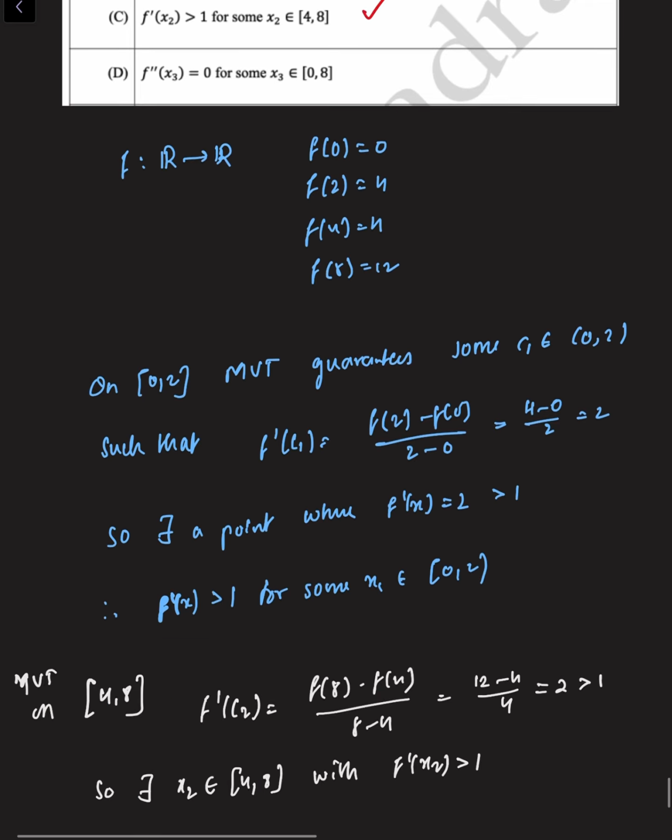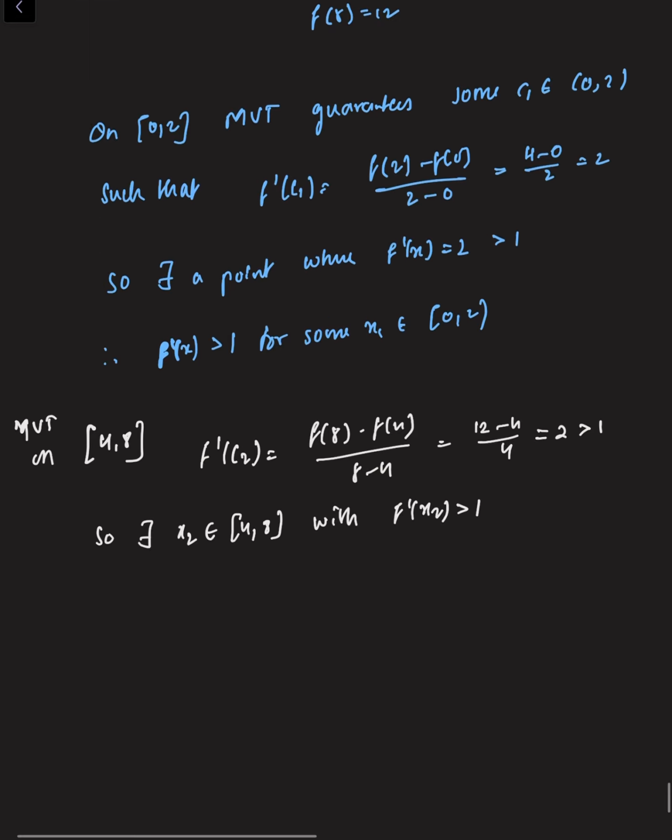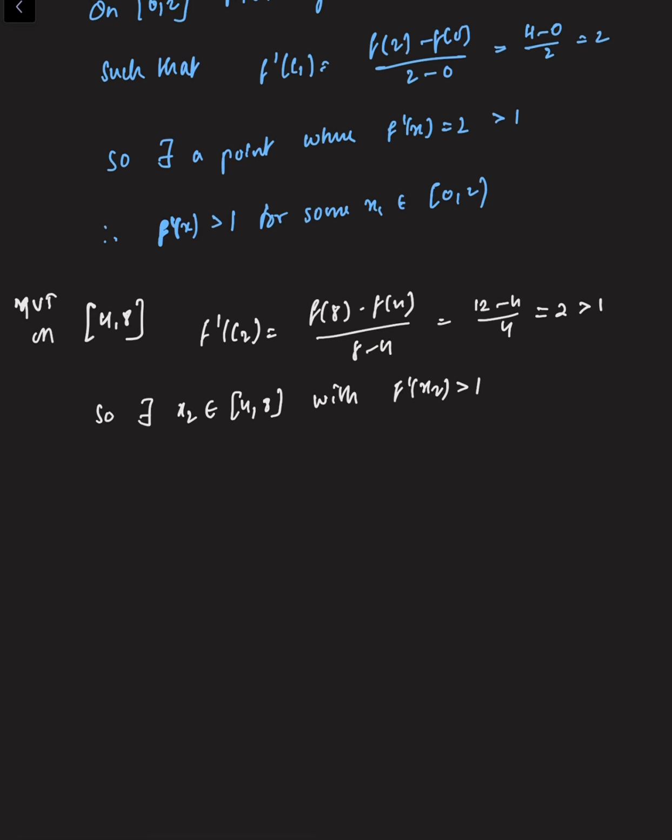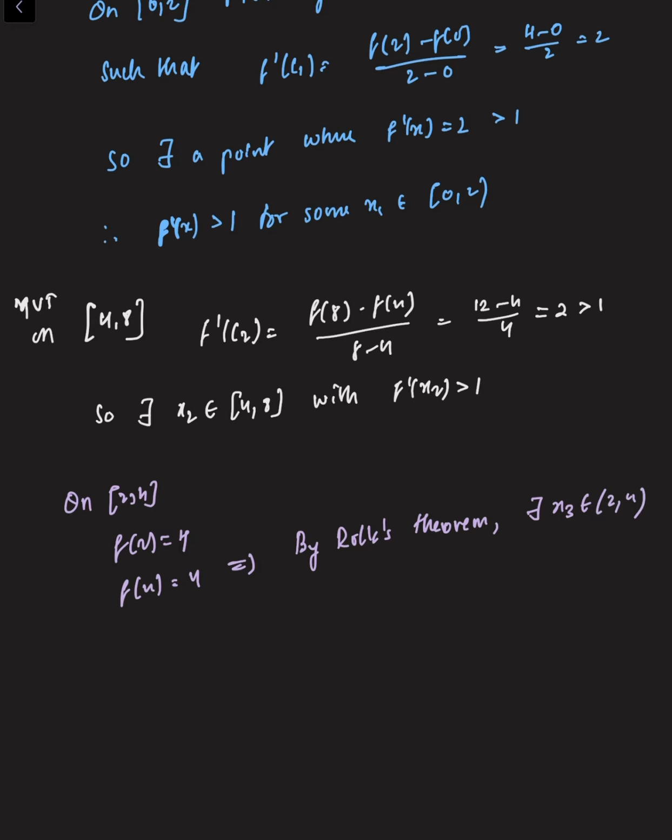Now if we consider the fourth option, f double dash of x3 is equal to 0 for some x3 belongs to 0 to 8. So we have to first check where this f dash changes. If we check the intervals where the first derivative changes, on the interval 2 comma 4, we have f of 2 is 4 and f of 4 is 4. That means by using Rolle's theorem, we can say that there exists x3 belongs to 2 comma 4 such that f double dash of x3 is equal to 0.